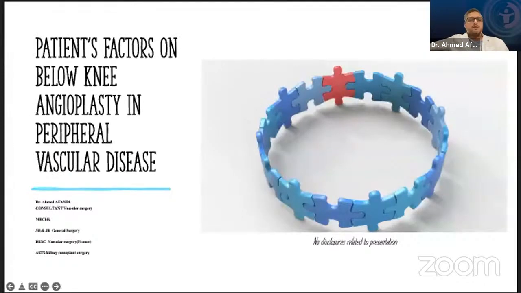So my talk today will be mainly about the patient factors affecting the success of balloan angioplasty, and the rationale. I will summarize the rationale behind many of the therapeutic decisions that I'm making for my patient, and how aggressive I will be depending on the risk factors that they have in the treatment or in the follow-up.